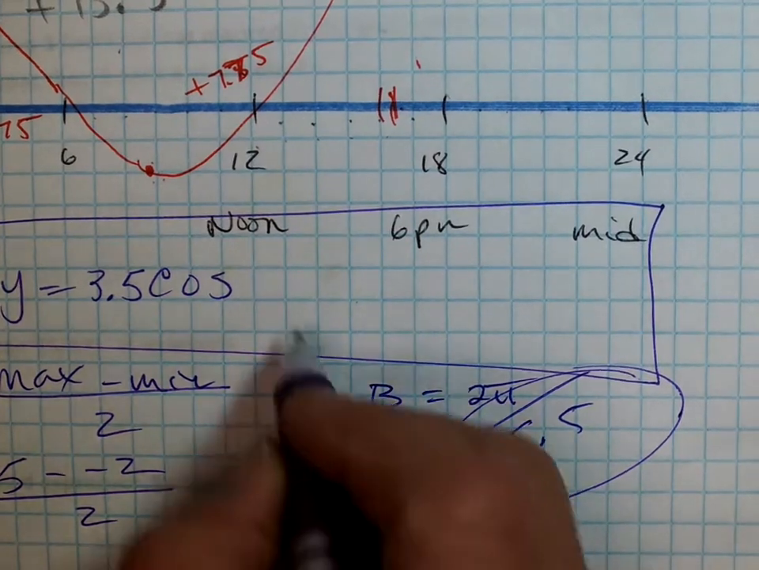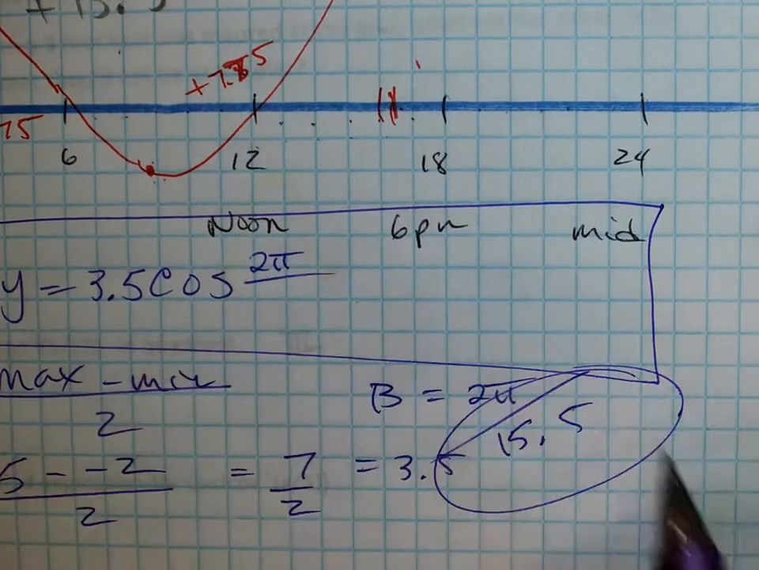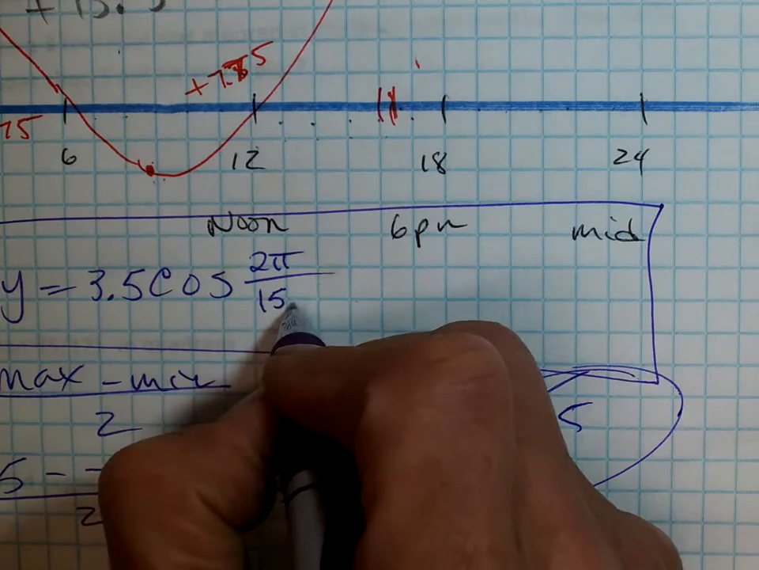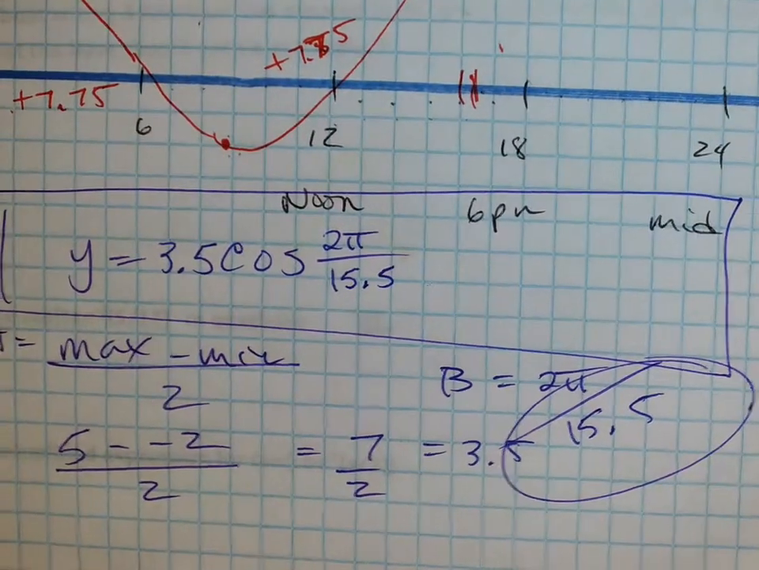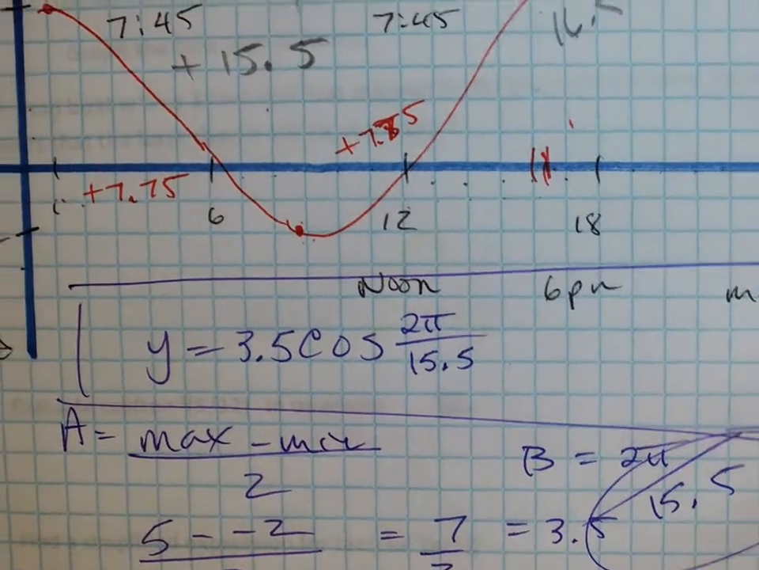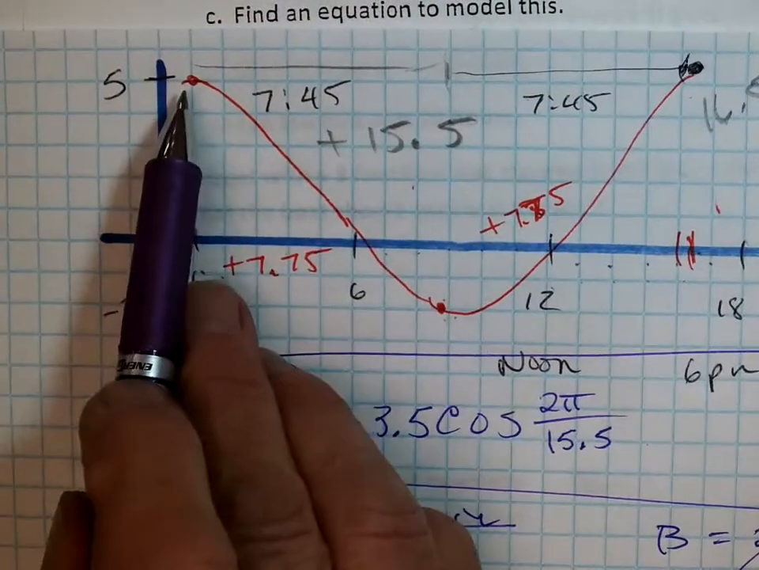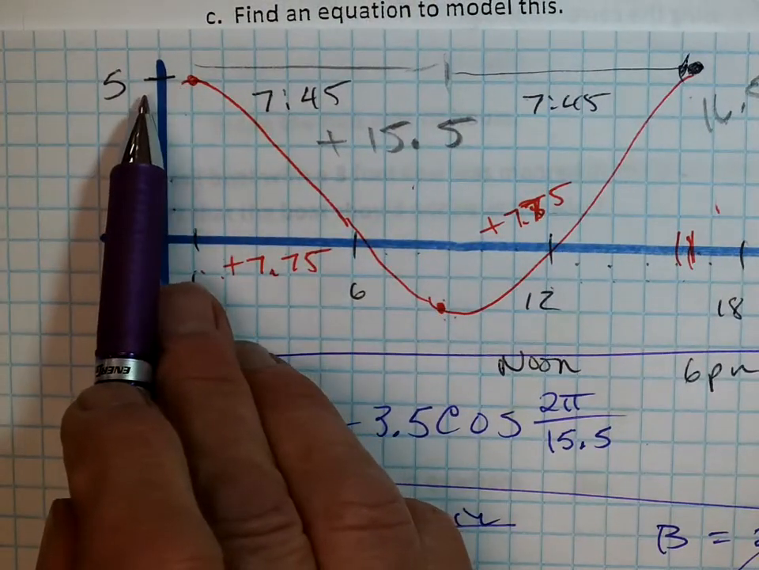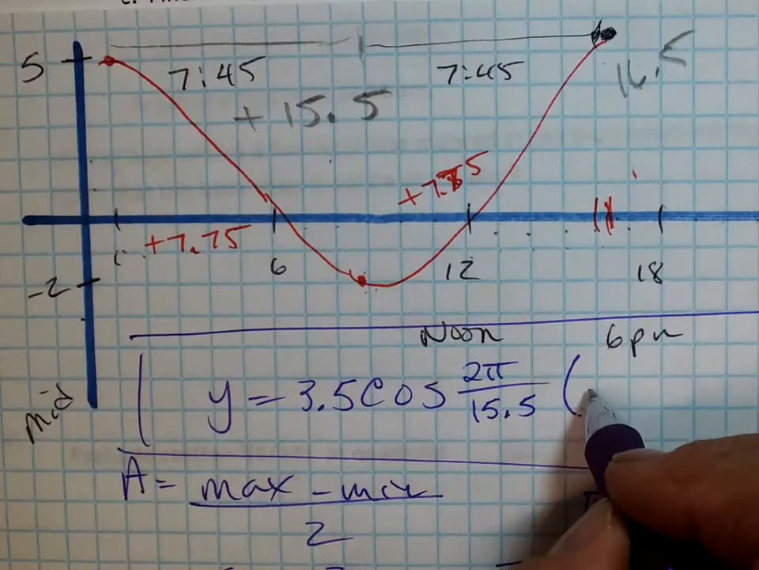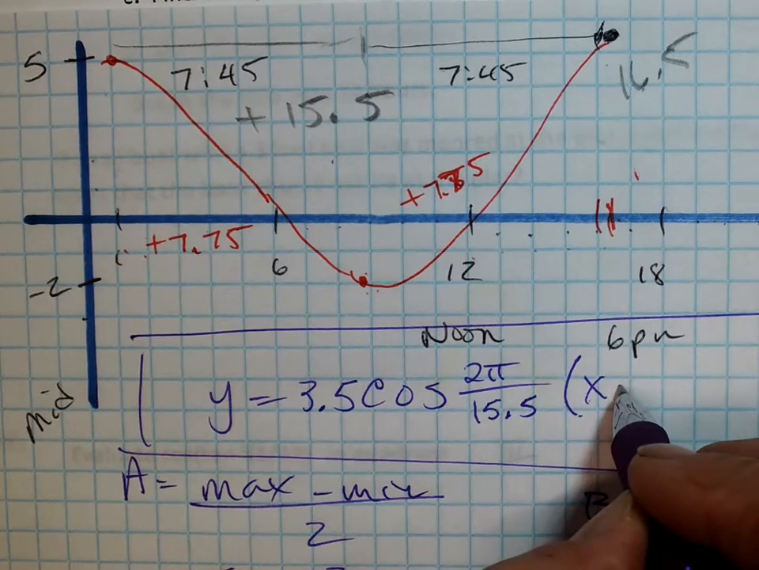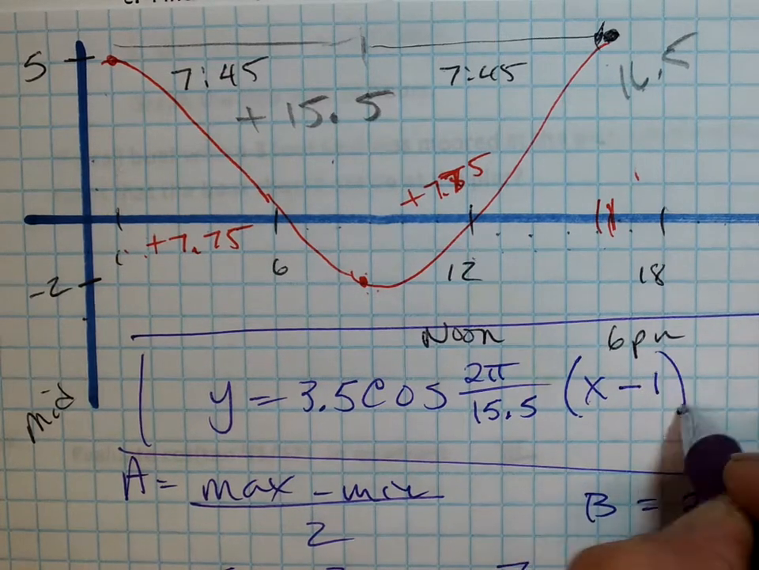So I'm going to put that here. 2 pi divided by 15.5. Okay? Now, I do have a horizontal shift because I started at 1. Didn't start at midnight, right? So it got bumped over 1. So I'm going to have parentheses x minus 1.